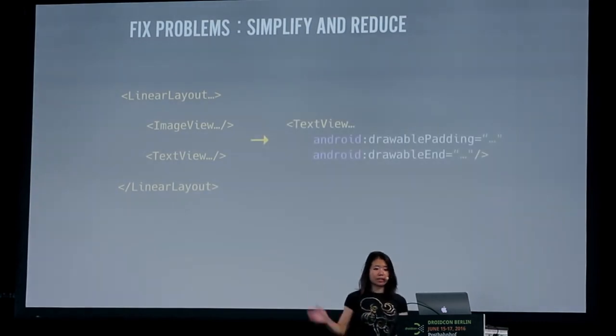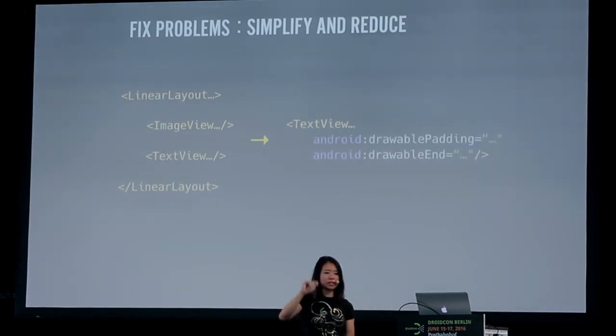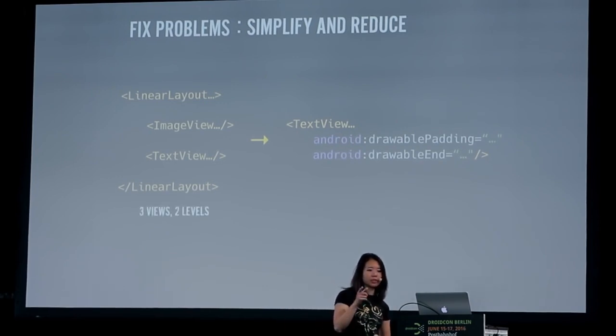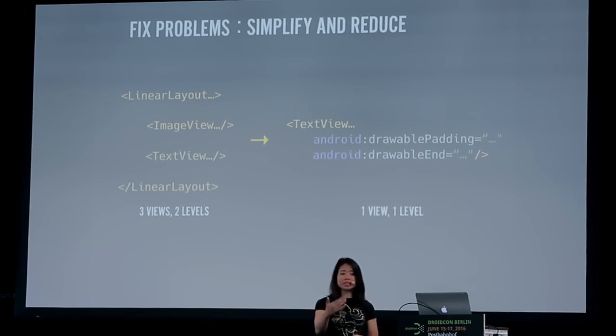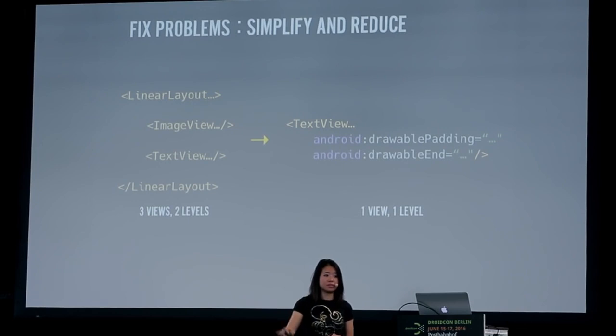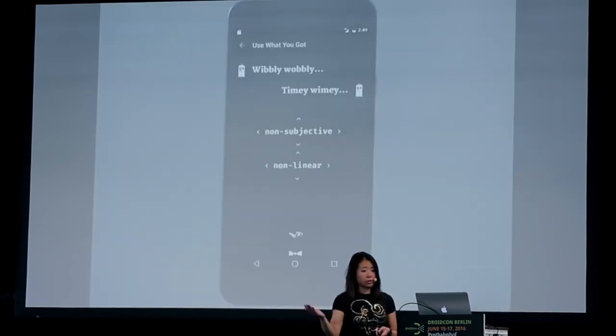So what that'll look like on the left is my kind of naive implementation of the linear layout with the image view and text view. But just by using the compound drawables and the other related attributes, I can take my view hierarchy down from 3 views and 2 levels down to a single view and a single level. And this is the kind of good optimization that will help you improve your performance and also make your code more readable.